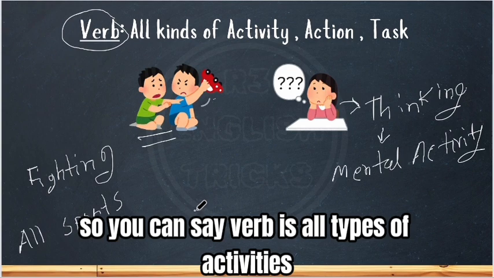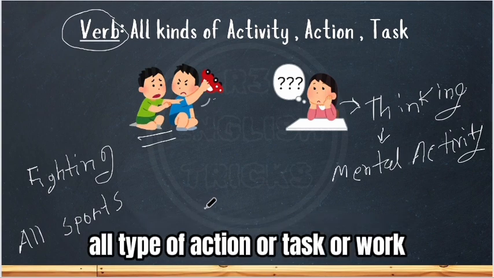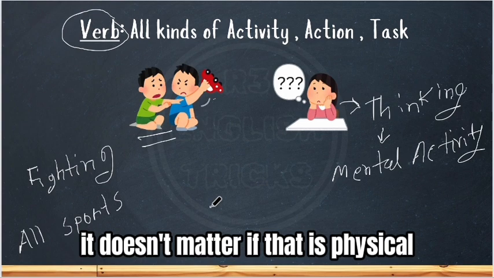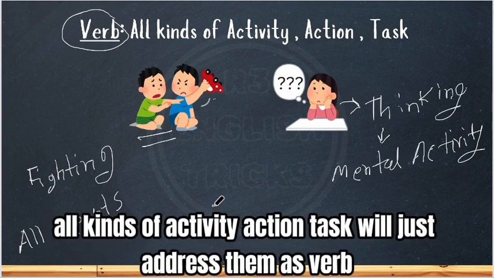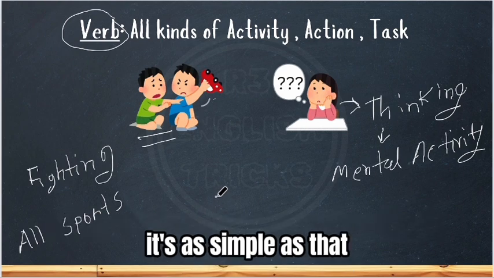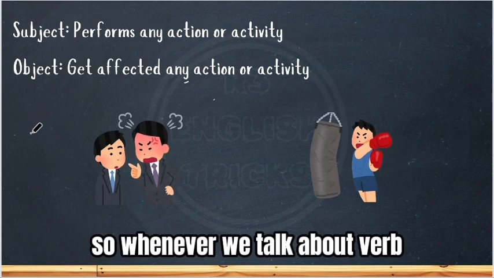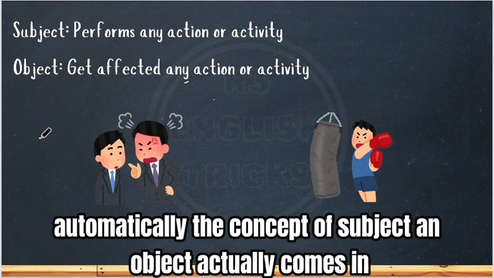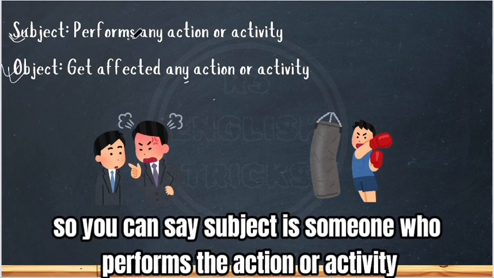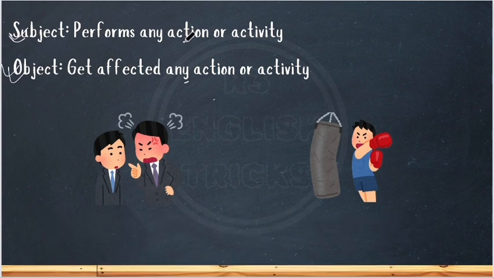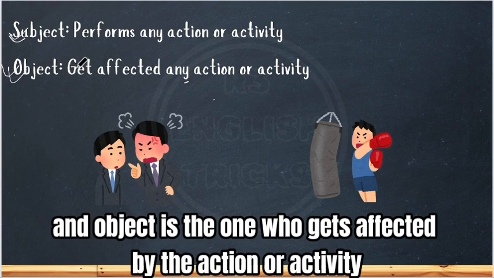So you can say verb is all types of activities, all types of action or task or work. It doesn't matter if that is a physical task or a mental task. All kinds of activity, action, task, we will just address as verb. It's as simple as that. So whenever we talk about verb, automatically the concept of subject and object comes in. Subject is someone who performs the action or activity, and object is the one who gets affected by the action or activity.